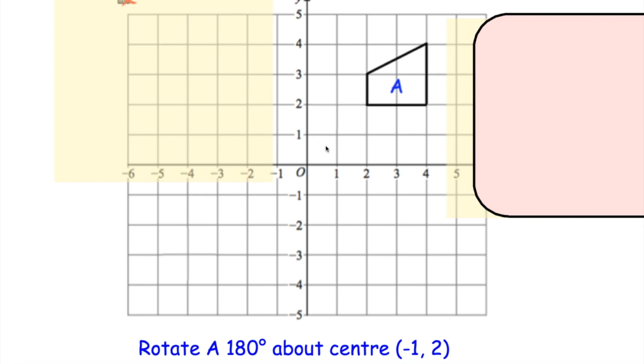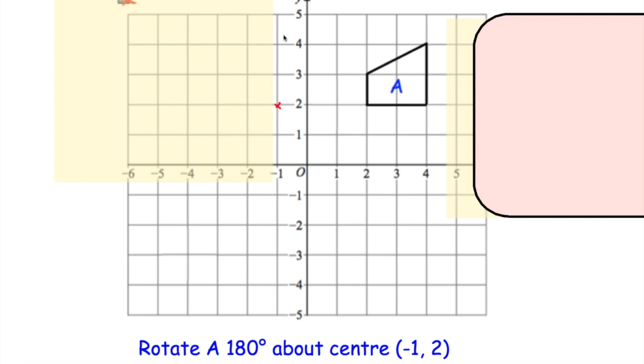Okay, let's have a look at question number 9. So we've got this quadrilateral, a trapezium A, and we've been asked to rotate A 180 degrees about center -1, 2. So let's plot the center of rotation, -1, 2. So that's -1, 2 there. And we're going to rotate this shape 180 degrees about that center of rotation.